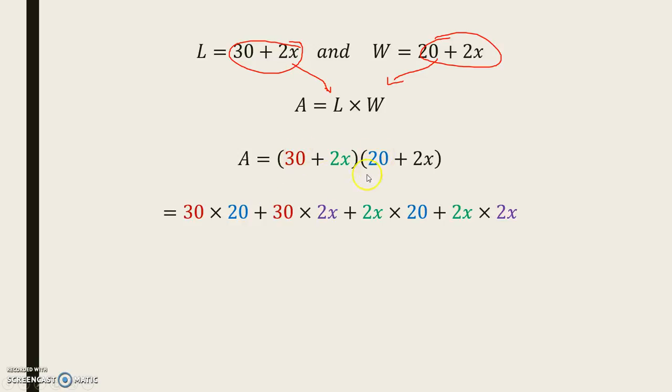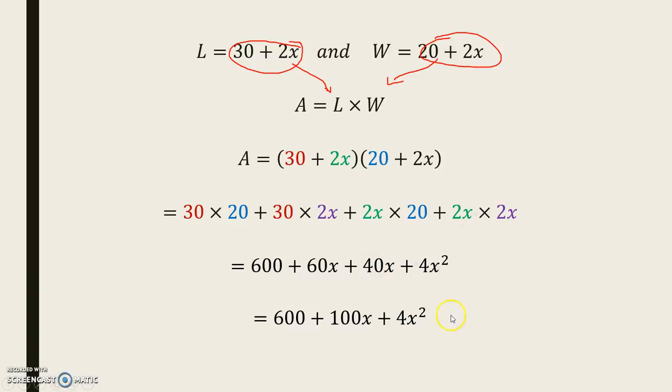30 times 20 plus 30 times 2x plus the 2x here times the 20 plus the 2x times the 2x. Each term in the first bracket multiplied by each term in the second bracket. So that's 600 plus 60x plus 40x plus 4x squared. Group the middle term, the like term, plus 100x in the middle. So that's the answer to the second part of the question.